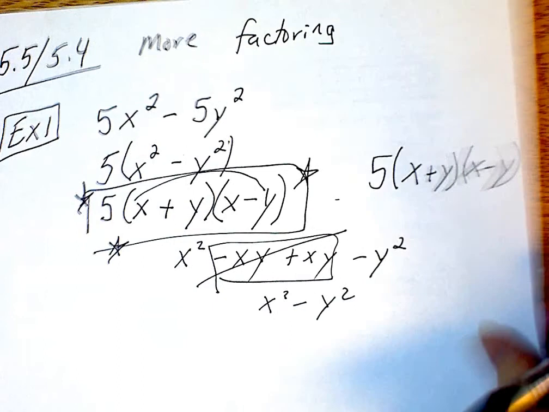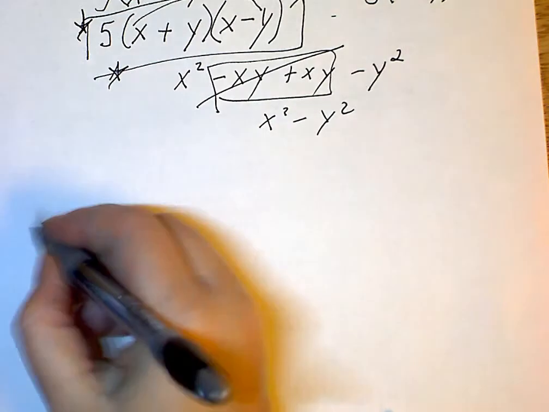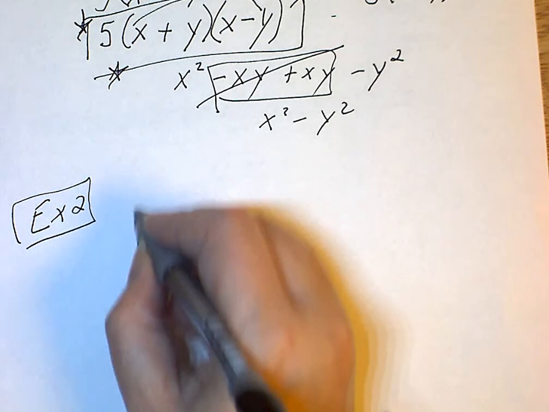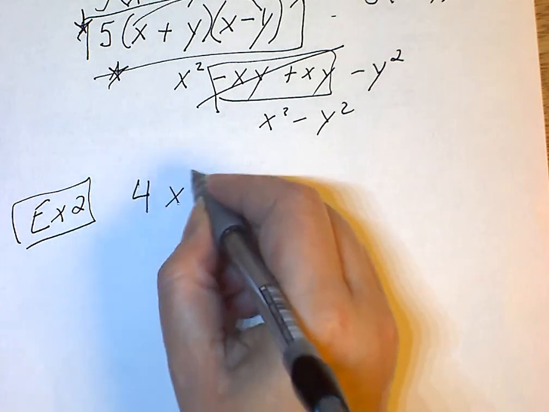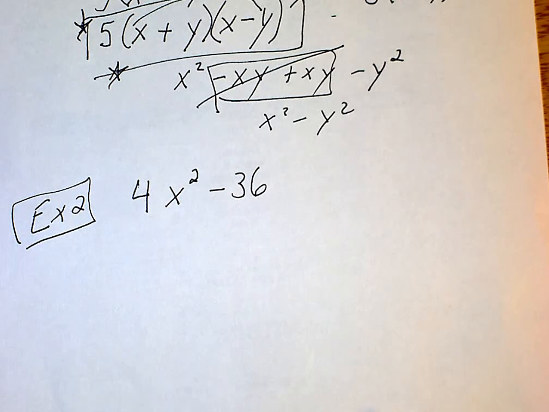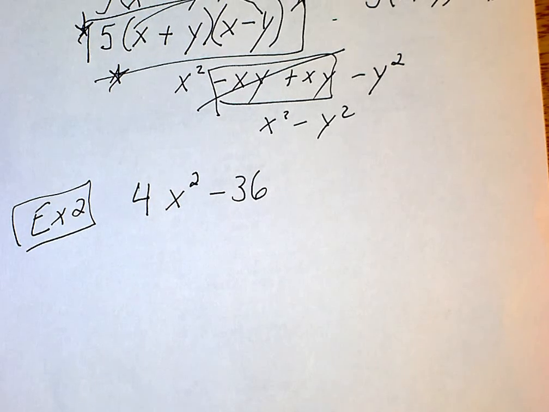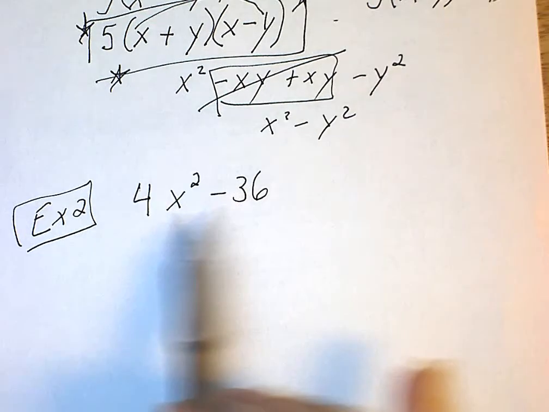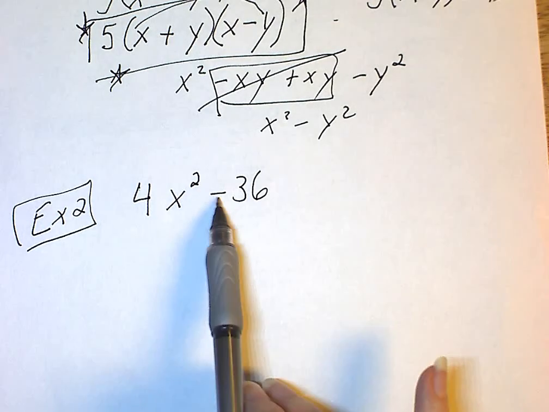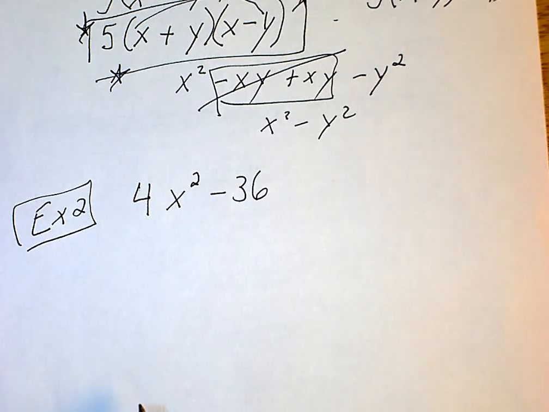Alright, so let's do another one. Example 2: if we have 4x squared minus 36. Now, you might say there's a 2 in common. However, are 4 and 36 perfect squares? Yes. So we don't want to pull them out because this is a perfect square. When we have a binomial separated by a subtraction, we don't want to pull out what's in common if they're already perfect squares.